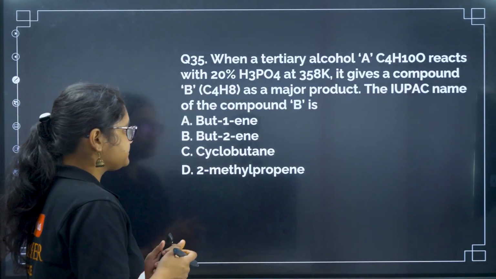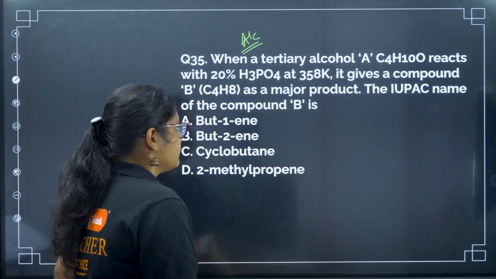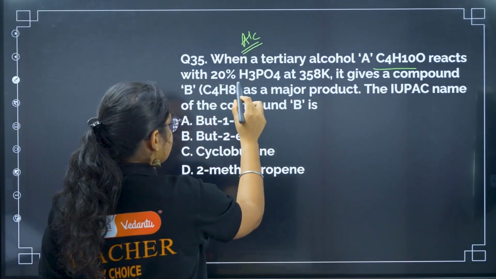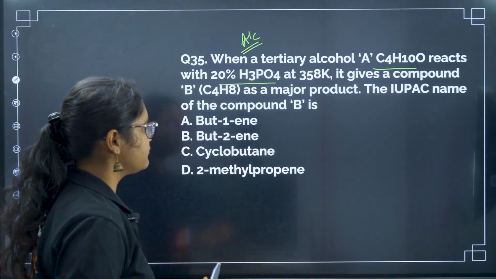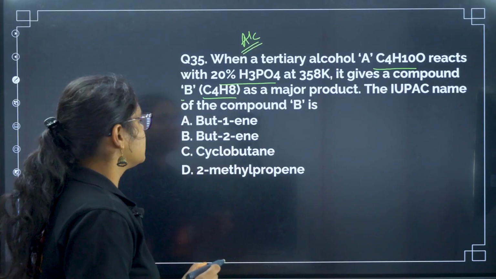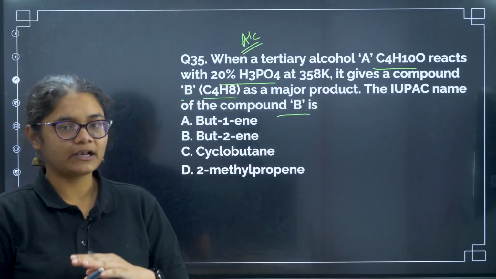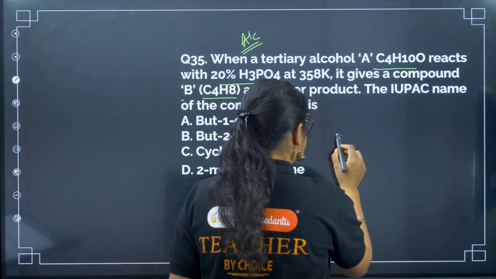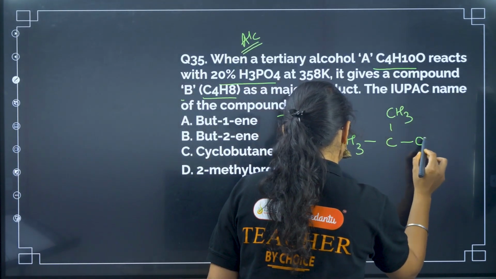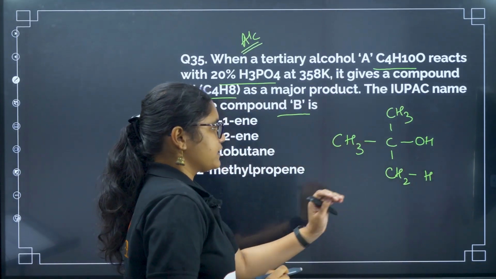Now next question. This question is also from your alcohols chapter. When a tertiary alcohol A, C4H10O, reacts with 20% of H3PO4 at 358 Kelvin, it gives a compound B, that is C4H8, as a major product. The IUPAC name of the compound is? So if you know tertiary alcohol with 4 carbons, then that structure is like this, right? This is the structure given.